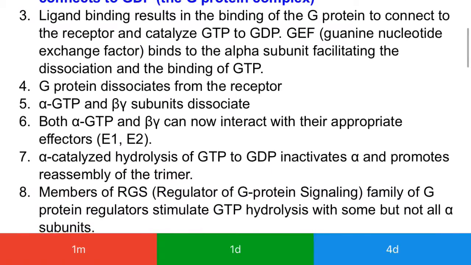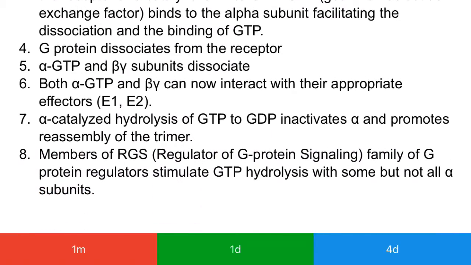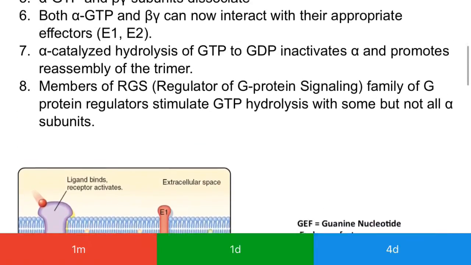All right, G protein dissociates from the receptor. The alpha GTP and the beta gamma subunits dissociate. Both the alpha and the beta gamma can now interact with their appropriate effectors, E1 and E2. I'm not sure if the beta gamma does E2, but I'm pretty sure that alpha does E1. And there's another variant, alpha Q, and instead of interacting with E1, that one interacts with PLC, which I'm not sure what that stands for.